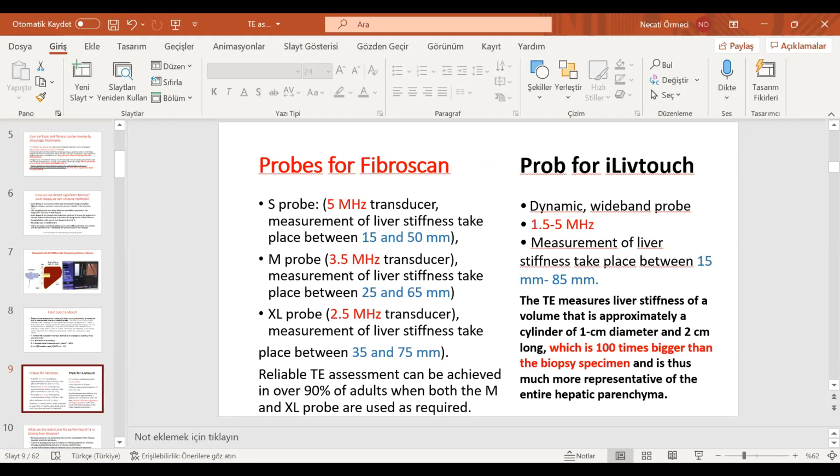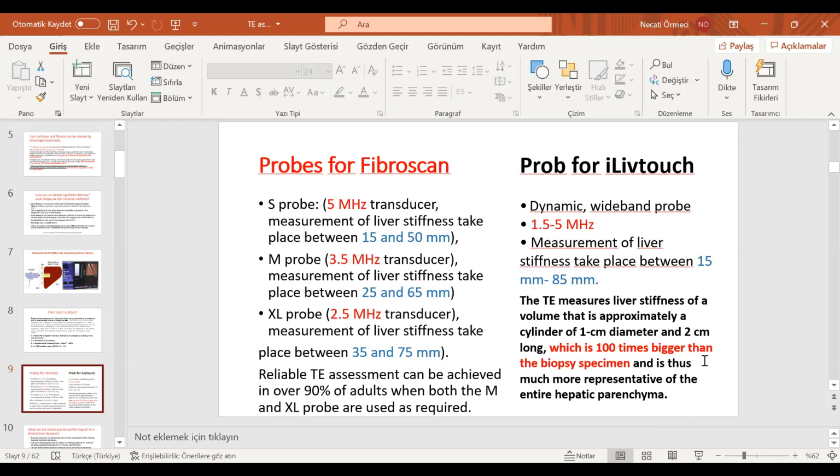If you compare these two devices, FibroScan has several probes: S probe, M probe, and XL probe. S probe uses a 5 megahertz transducer, and the stiffness measurement takes place between 15 to 50 millimeters. M probe uses a 3.5 megahertz transducer, and its measurement of liver stiffness takes place between 25 and 65 millimeters. XL probe uses a 2.5 megahertz transducer. Measurement of the liver stiffness takes place between 35 to 75 millimeters. But LiverTouch probe has a dynamic wideband probe measuring 1.5 to 5 megahertz. A measurement of liver stiffness takes place between 15 to 85 millimeters.